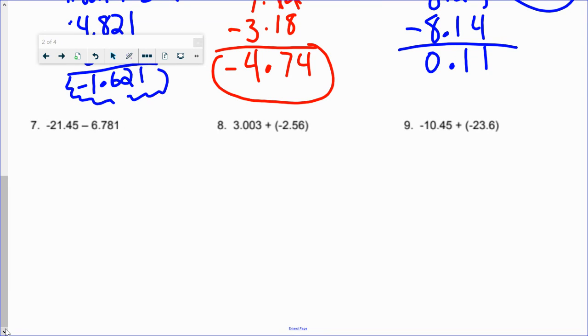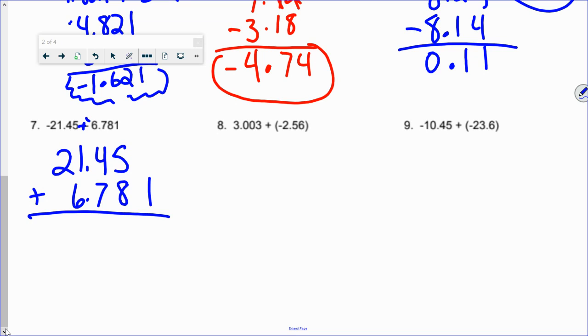So here we have negative 21 and 45 hundredths minus 6 and 781 thousandths. Remember, we have to add our opposite. We need to change it to addition. And what's the opposite of a positive? Negative. So then we have same signs, add. Okay, so we are going to add these, lining up my decimals. I have nothing above my 1. So I need to add a 0 there.